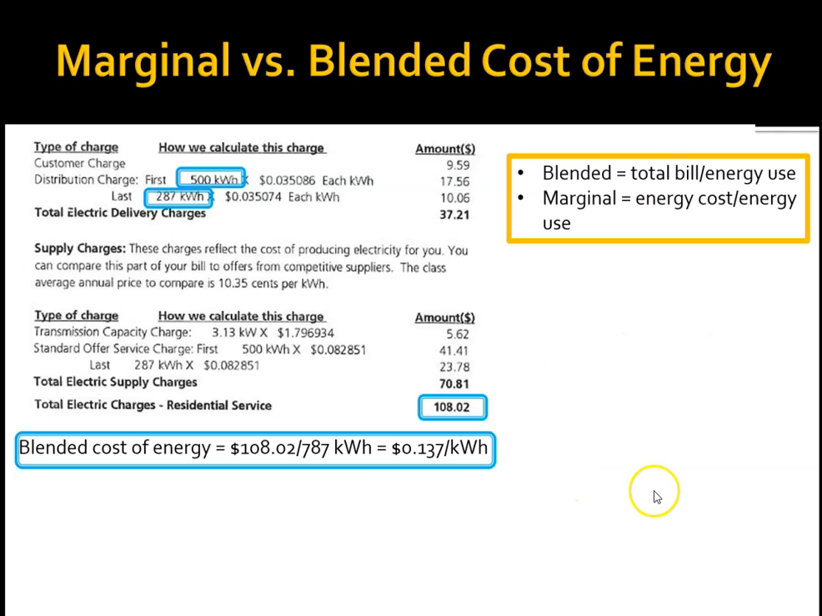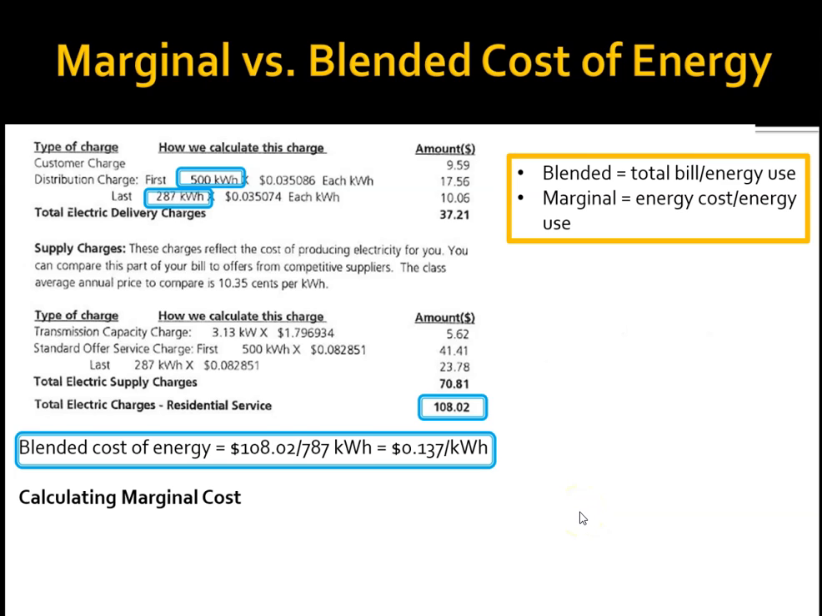What's the problem here? Well, if we're just trying to calculate the cost per kilowatt hour, with our blended rate, we're including a customer charge, we're including a demand charge, right? So this is kilowatts, so we're including those two charges. That's not energy. Those are different things that you're billed for. So it's not accurate to say that you're paying 13.7 cents per kilowatt hour.